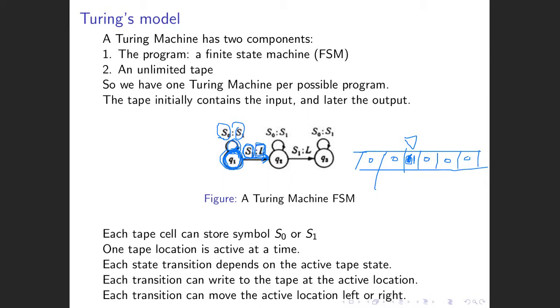I assume L is shift. Yeah, shift left. Actually, on this slide, I've written it as shift the active location left or right rather than type. So let's follow what I've written on the slide. That means we're going to shift the active location 1 step to the left, which is equivalent to pulling the tape a notch to the right, depending on your point of view.